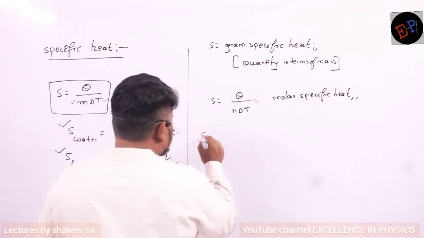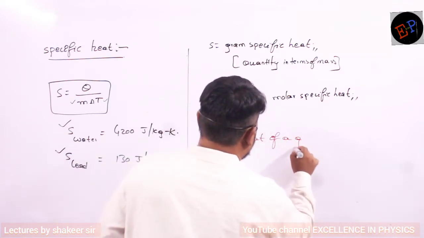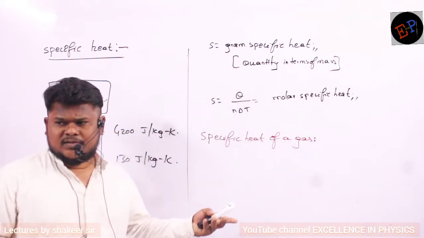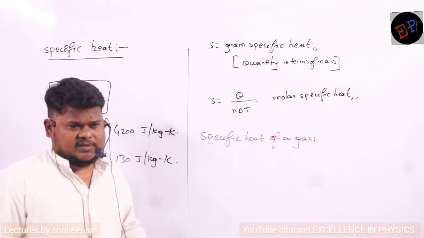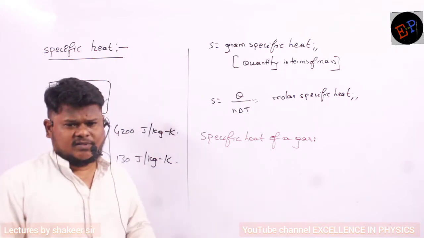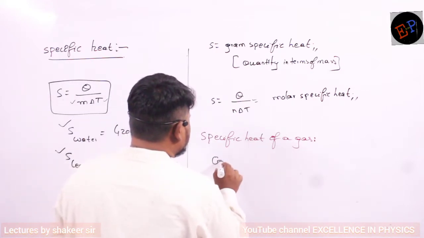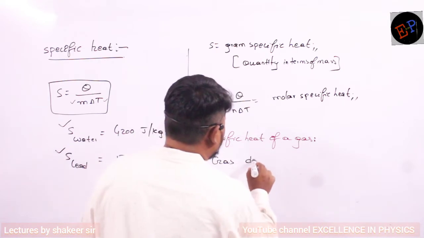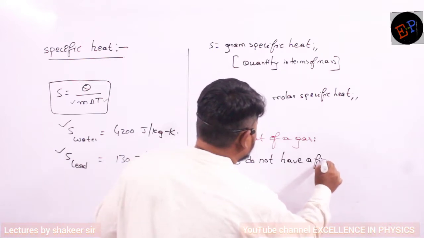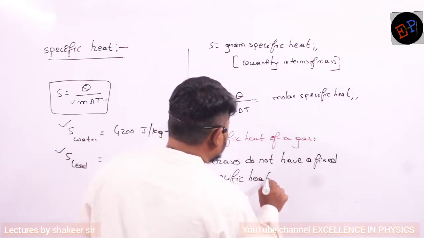Next concept is specific heat of a gas. See, a gas has one unique property. Its volume is not fixed. Similarly, its pressure is not fixed. Its size is not fixed. Its shape also is not fixed. Gas doesn't have a fixed shape and size. So therefore, gases do not have a fixed specific heat.